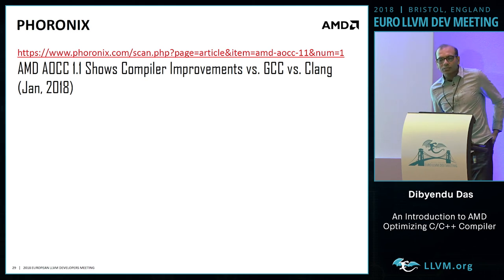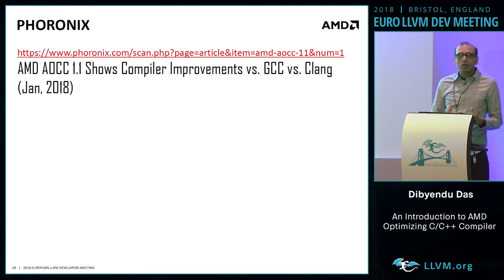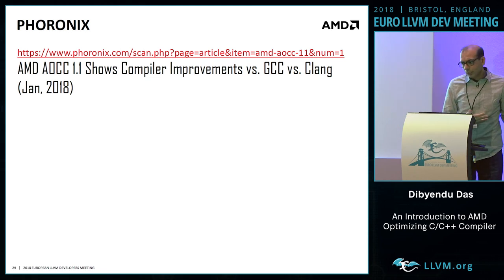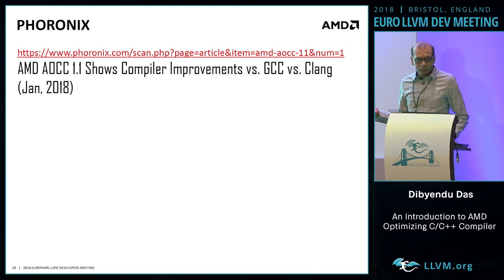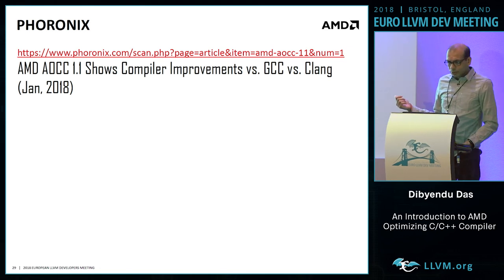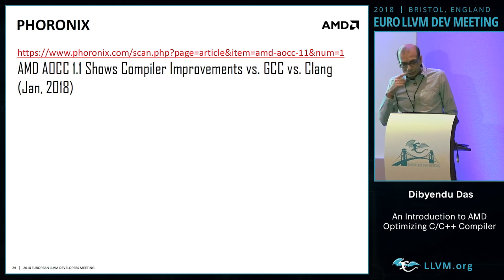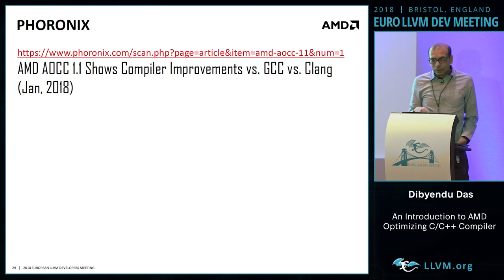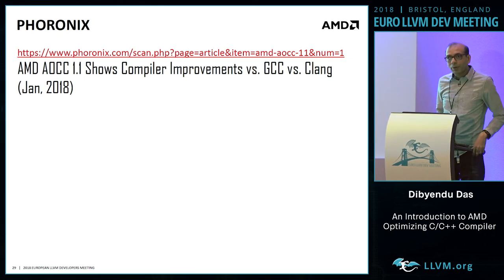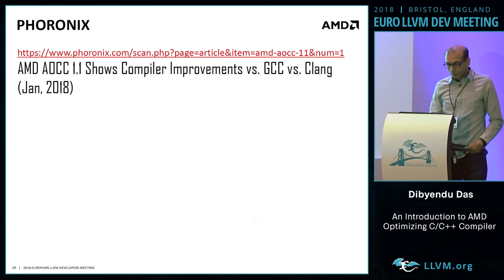If you want to see some comparisons of AOCC versus the latest GCC 7 and versus Clang versions 5 and 6, you can go to the Phoronix webpage as late as January 2018, and you can see some of the comparisons that are happening there.